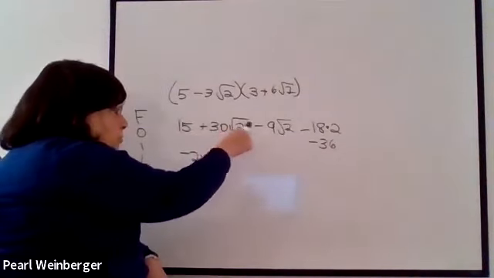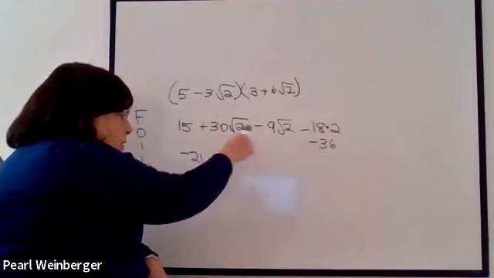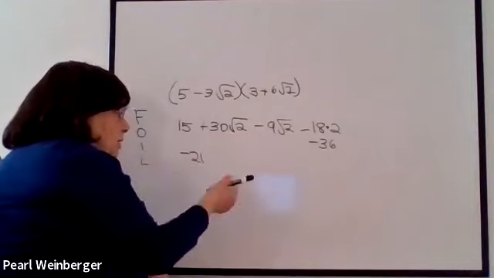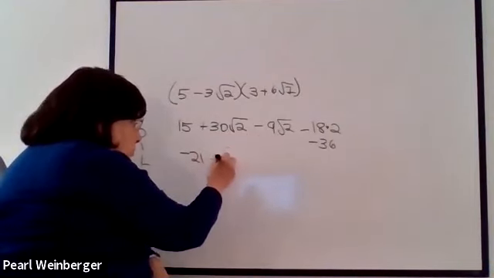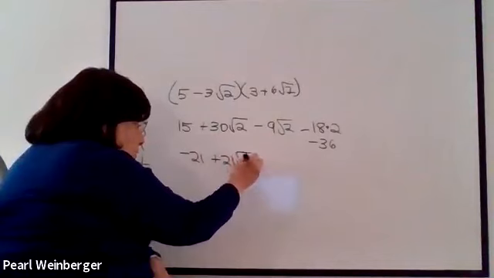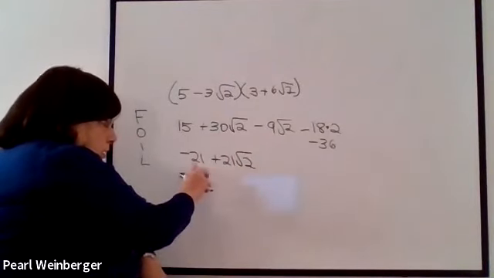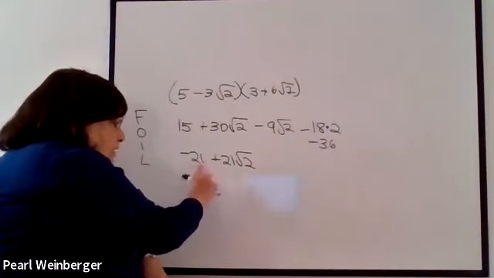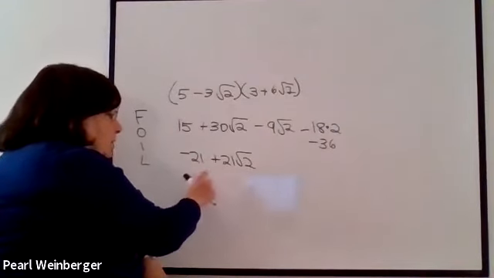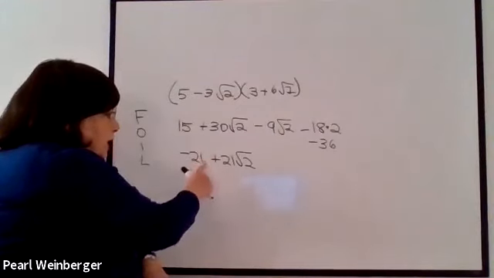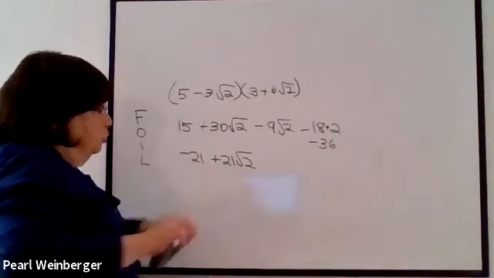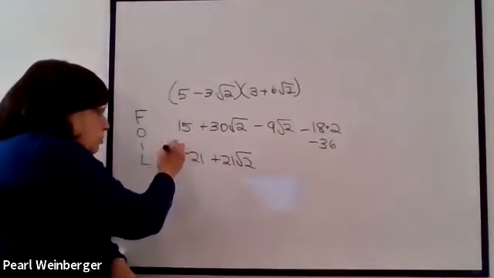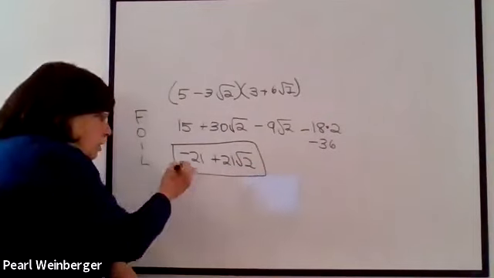And the 30 radical 2 and the negative 9 radical 2 are like radicals because they both have radical 2. So I do 30 minus 9, which is 21. So this is plus 21 radical 2. Don't try to combine this negative 21 with this 21 because these are not like radicals. I can only combine these like radicals. I would have had to have a radical 2 next to that negative 21 in order for it to be like radicals. So this would be my final answer.